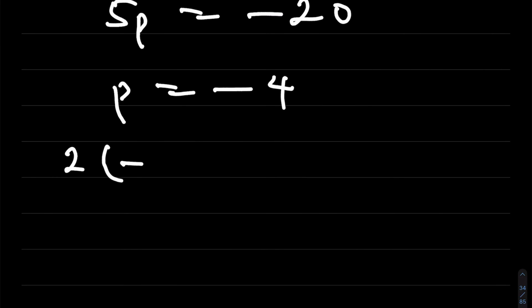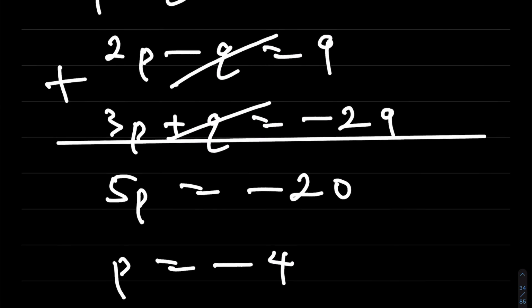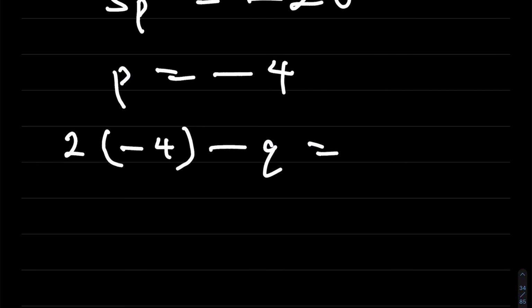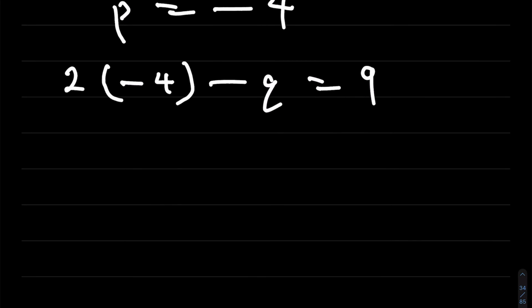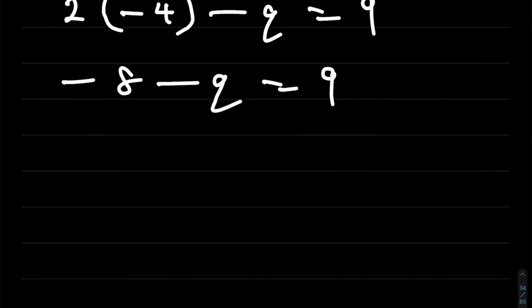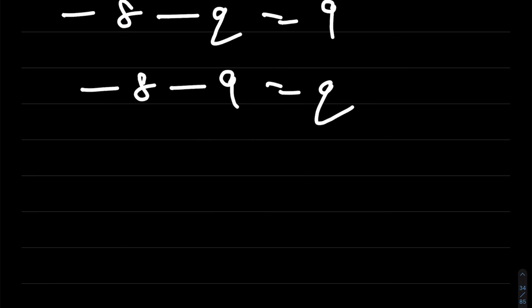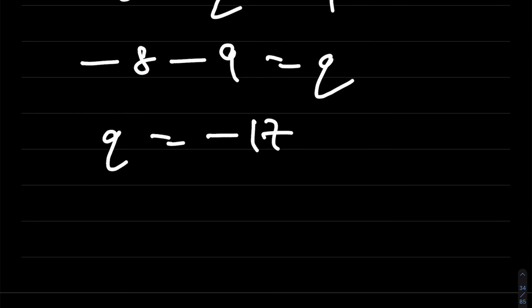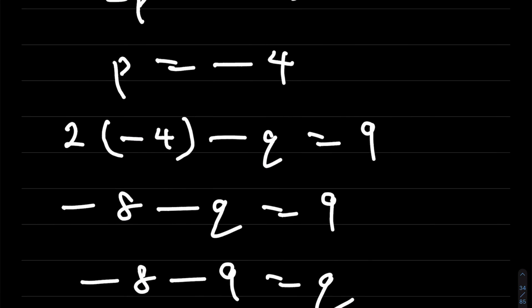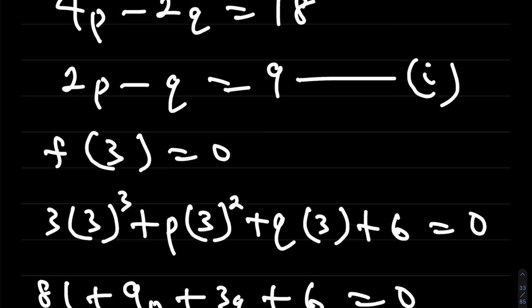2p, that means 2 times minus 4, minus q equals 9, which simply means minus 8 minus q equals 9. If you take minus q to the right hand side, I should write it this way: minus 8 minus 9 equals q, which simply means q equals minus 17. And those are the values of p and q. P is minus 4 and q is minus 17.